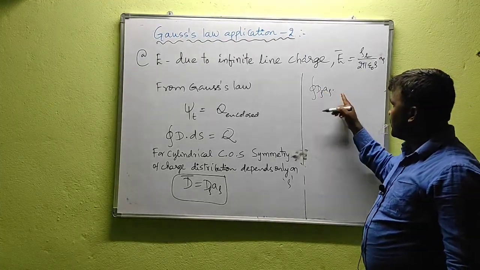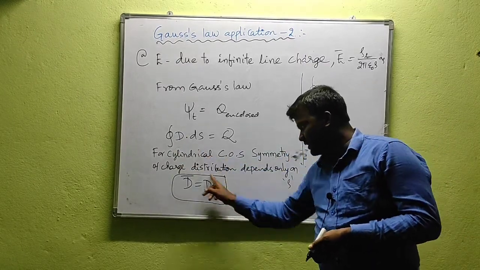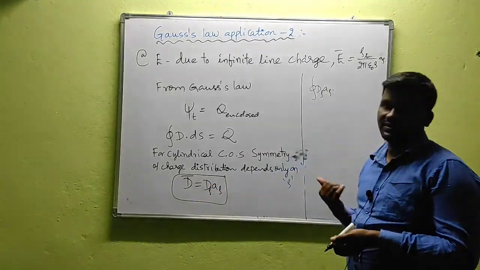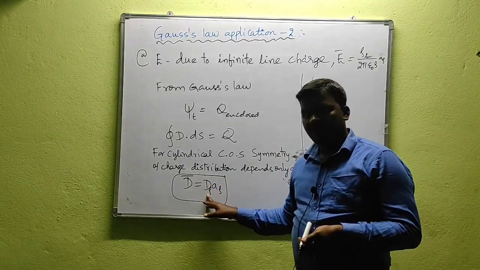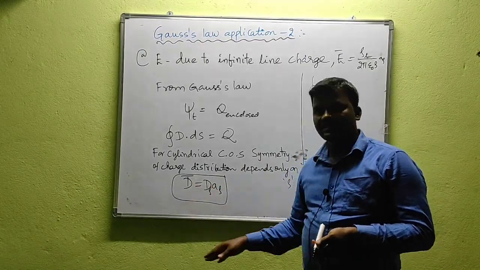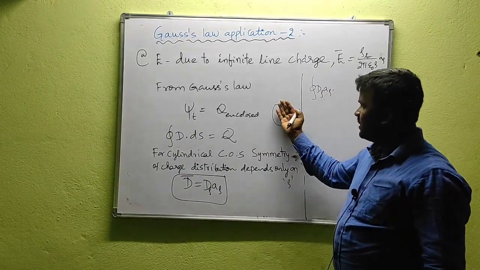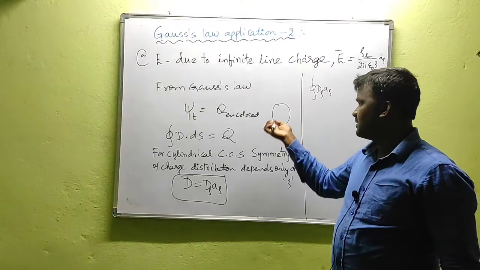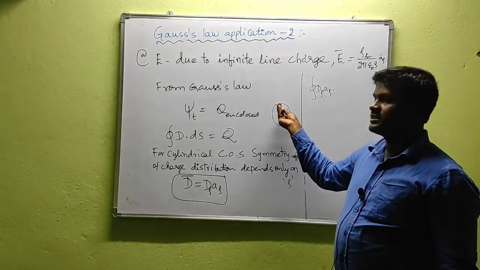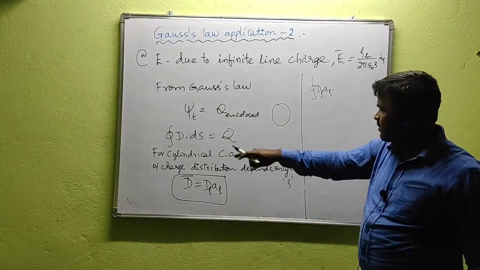Next dS, we need to consider the differential surface area normal to rho. As we consider D along rho direction, it is always normal to the surface. This field component, or this electric flux density, is always normal to the surface. If I take this as the surface, flux is coming out from this one like this. So this marker is normal to this surface. That's why the differential surface area is normal to rho.